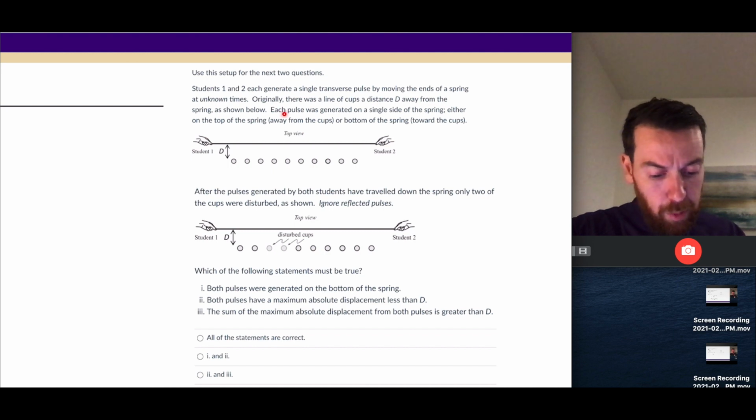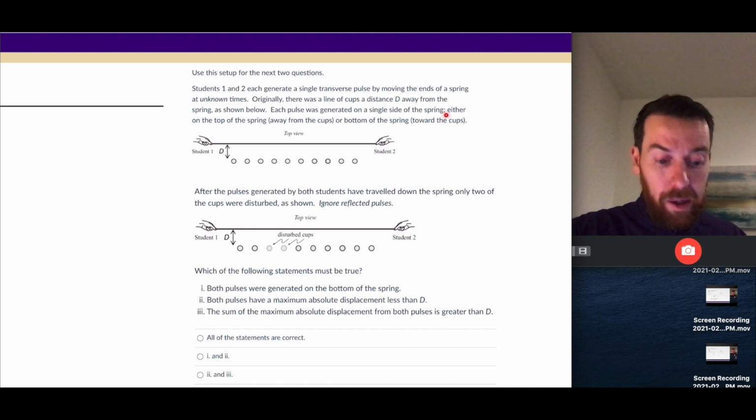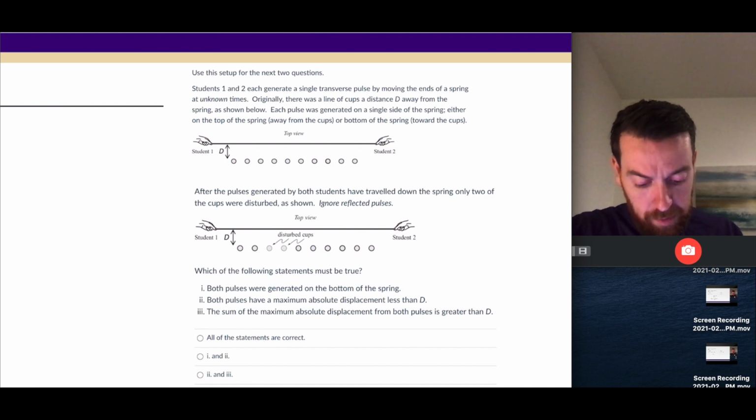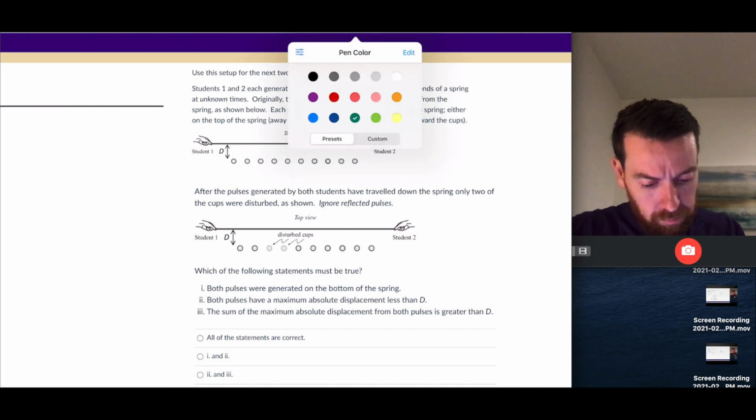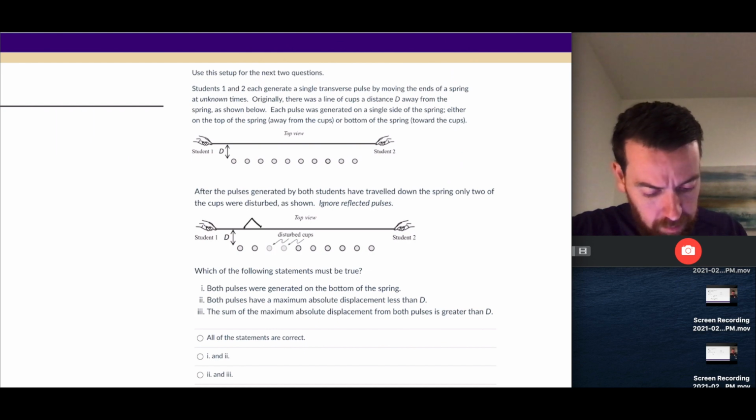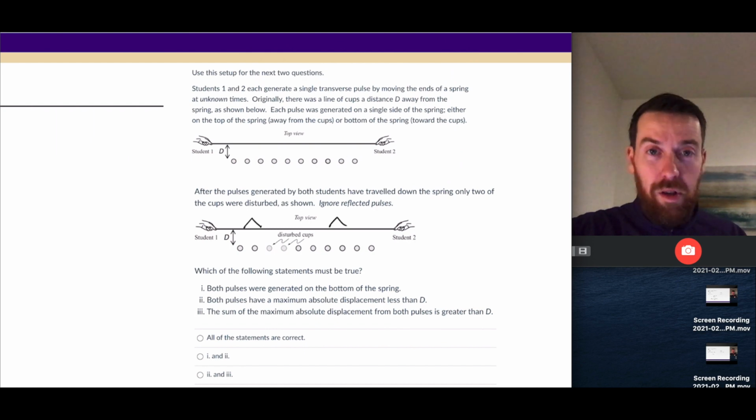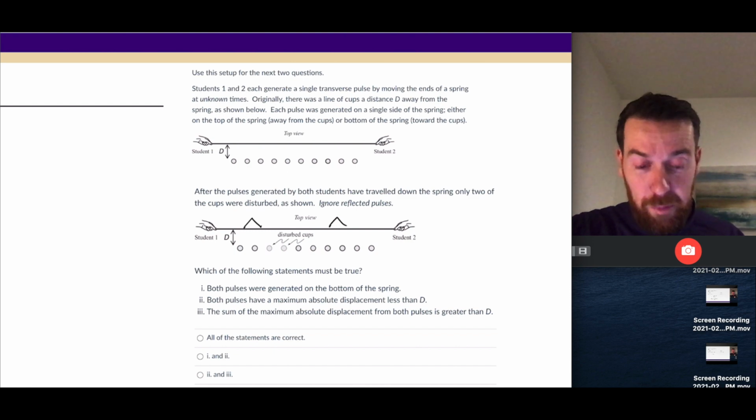As noted here, each pulse was generated on a single side of the spring. So if we created 2 pulses on the top side of the spring, and they were moving towards each other, they're not going to disturb any cups. So the top won't work. But in order to disturb cups on the bottom, they would have to be created on the bottom. So that is a correct statement.